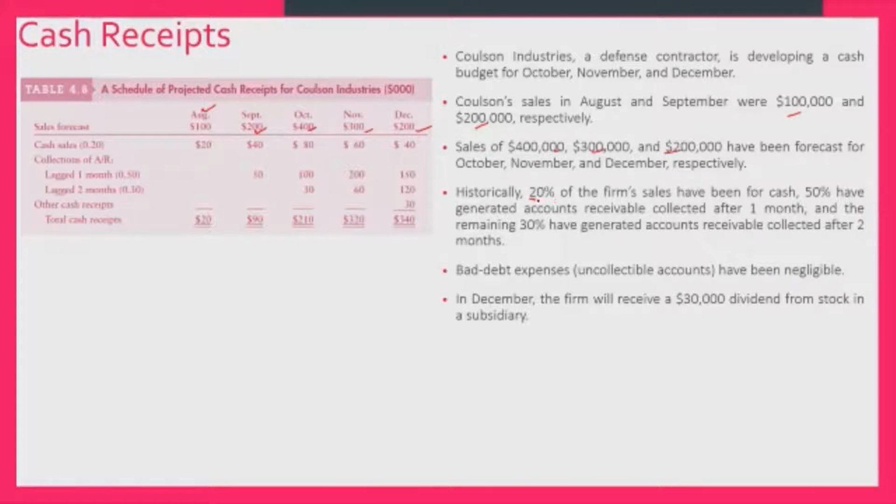Historically, 20% of the firm's sales have been for cash, so it's based on data. So 20% of the 400, 300, 200 we know are for cash. So let's calculate our cash sales, the first receipt we're going to get: 20% of August, September, October, November sales. 20% of 100,000 is 20,000. 20% of 200 is 40, 20% of 400 is 80, 20% of 300 is 60, 20% of 200 is 40. Got it? So we've dealt with that.